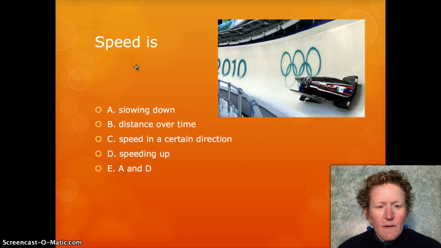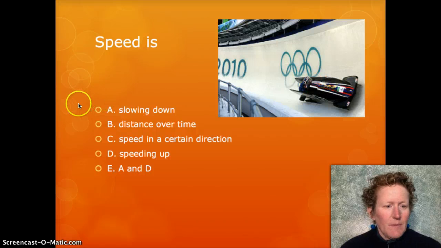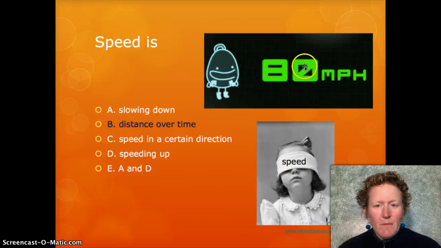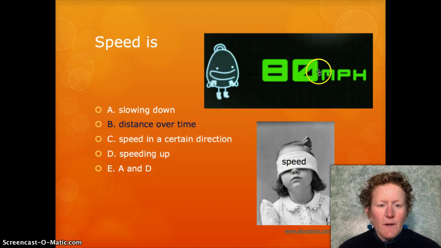Speed is an example of a rate. How do we measure speed? How would we measure how fast this bobsled is going? This bobsled is probably going about 80 miles per hour, and miles over hours is distance over time.